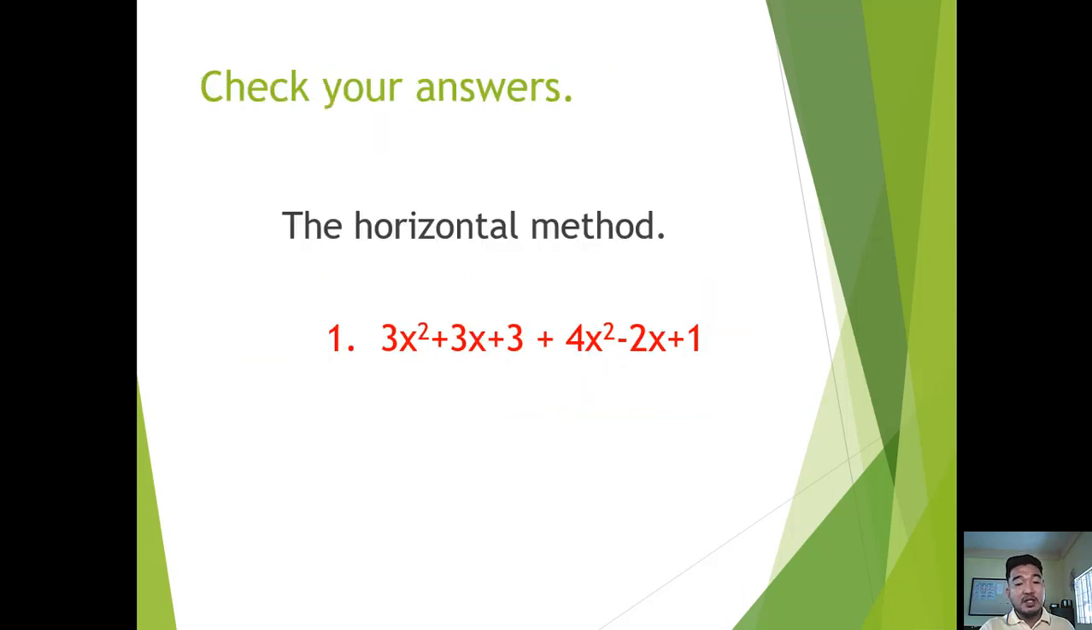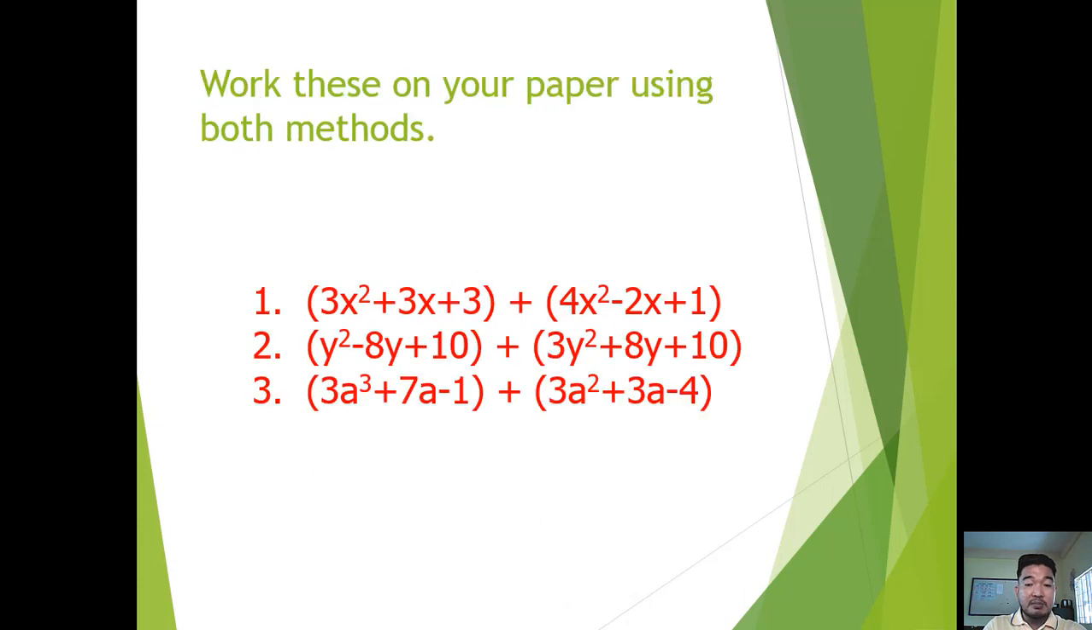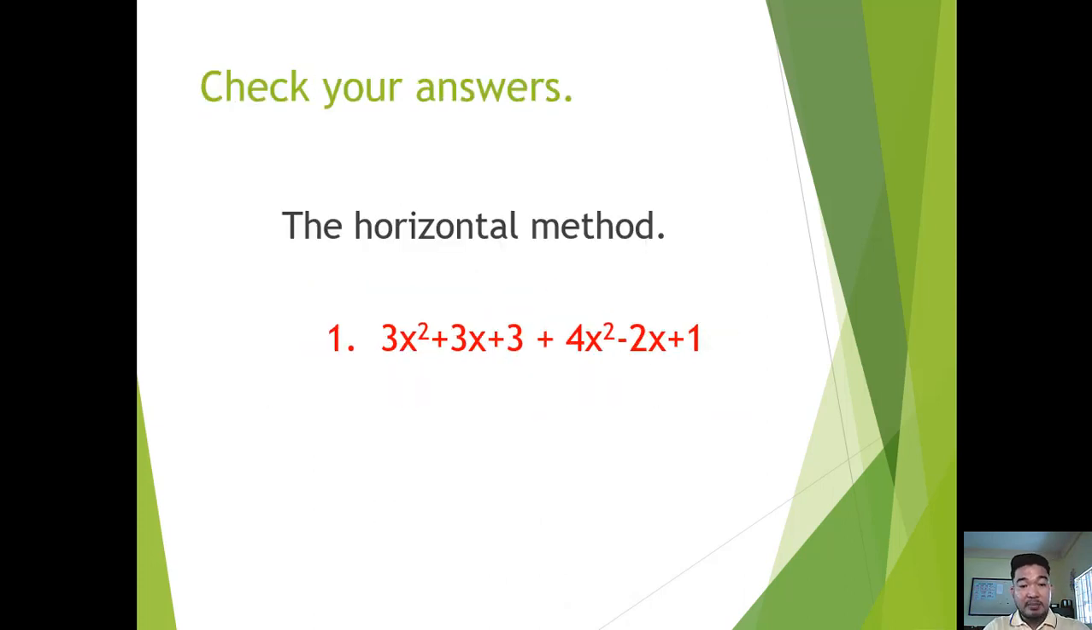Let's start. The first one, using the horizontal method. So you will have 3x squared plus 3x, then plus 4x squared minus 2x plus 1, correct? Tinanggal lang natin yung parenthesis. Then we combine like terms here. Like terms are 3x squared and 4x squared. Then 3x and negative 2x, saka yung 3 and 1. So we add 3x squared plus 4x squared is 7x squared. 3x plus negative 2x is equal to x. Then 3 plus 1 is equal to 4. So the answer or the sum of these 2 polynomials is 7x squared plus x plus 4.